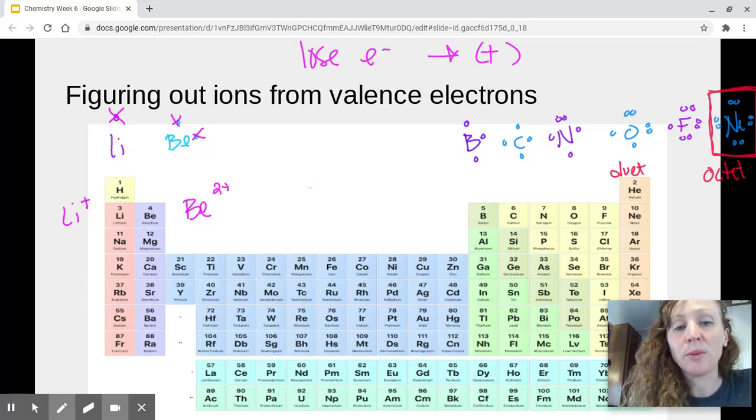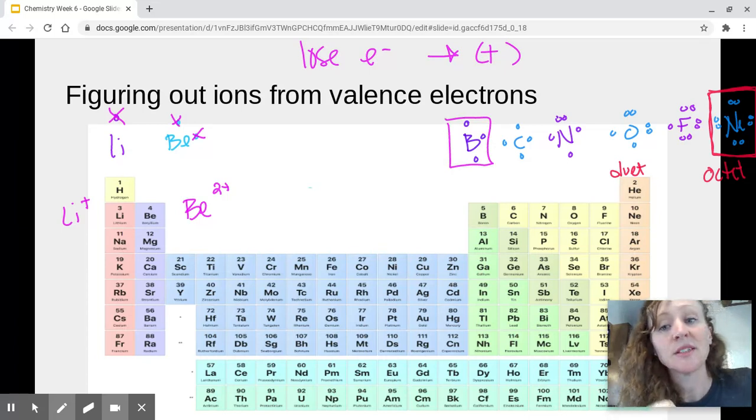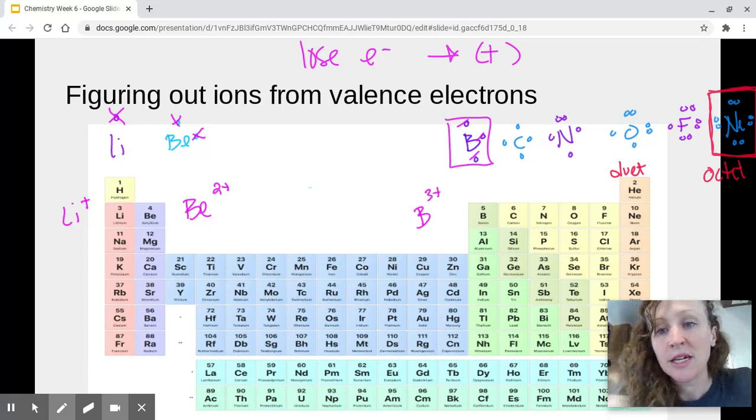All right, so I want you to pause this video and you do boron. What charge is boron probably going to form? So boron's either going to gain 5 or lose 3. So it's going to lose its 3 to become boron 3 plus. We're going to skip carbon for just a second. Let's start on the other end.